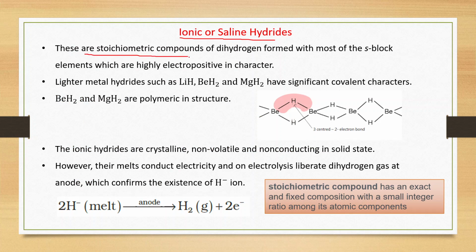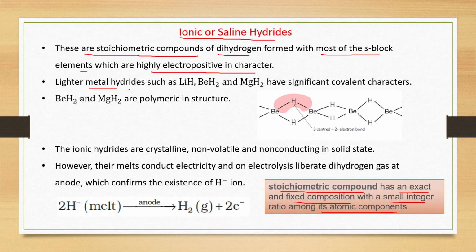These are stoichiometric compounds. First of all, what is the meaning of stoichiometric compounds? A stoichiometric compound has an exact and fixed composition with a small integer ratio among its atomic components. It means if the constituent elements are present in an exact and fixed ratio, then these compounds are known as stoichiometric compounds. So we can say ionic or saline hydrides are the stoichiometric compounds of dihydrogen formed with most of the s-block elements, which are highly electropositive in character.